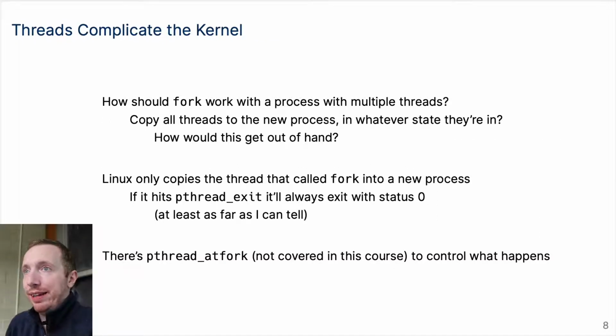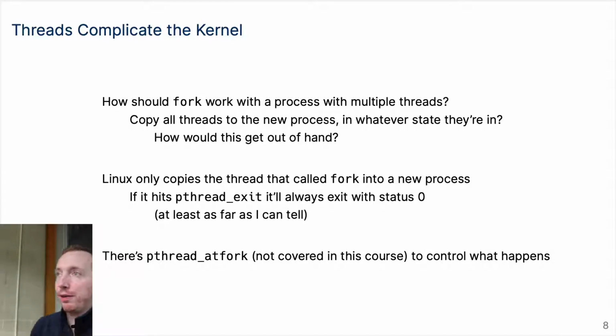But threads get to complicate the kernel and make our life difficult. So the question is, how should fork work if I have a process with multiple threads in it? Right? It's kind of weird. Should it be an exact copy and copy all of the threads? That would get out of hand very, very quickly, and also make a fork bomb with threads very, very effective.